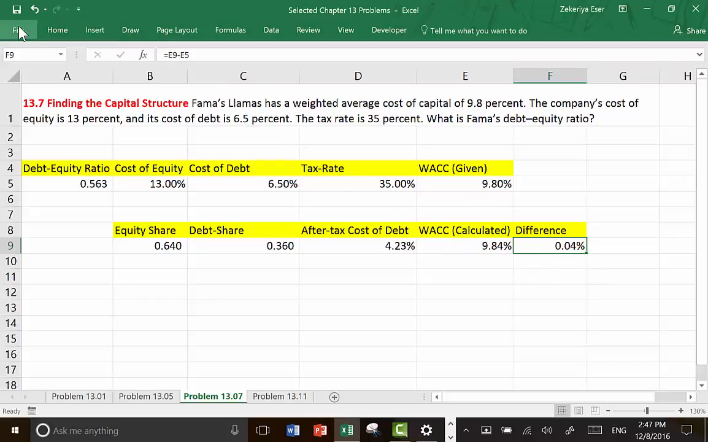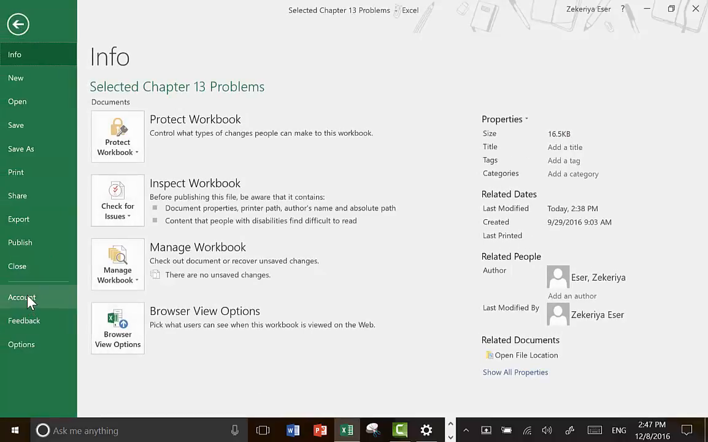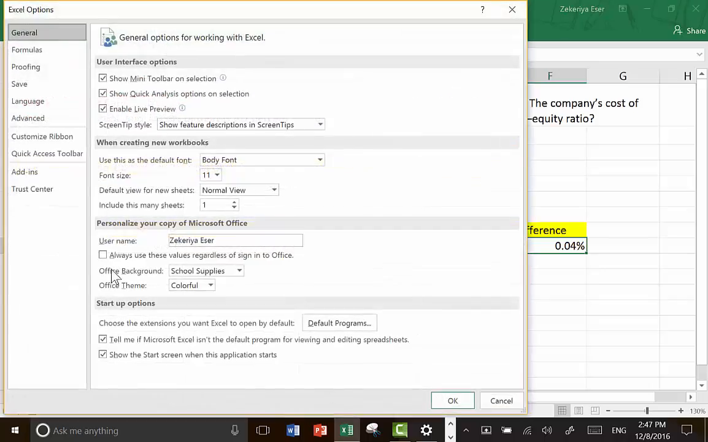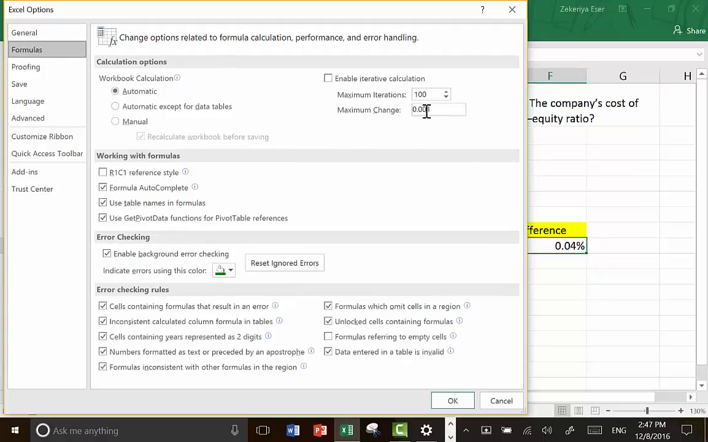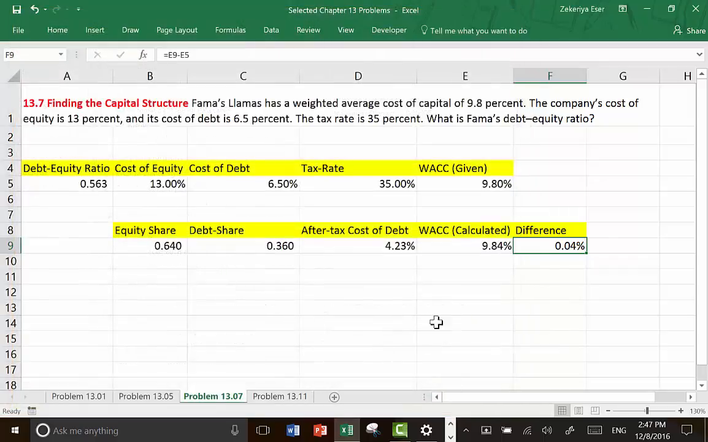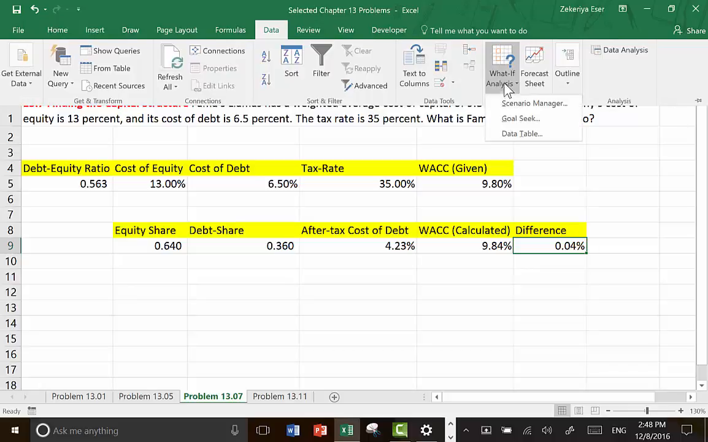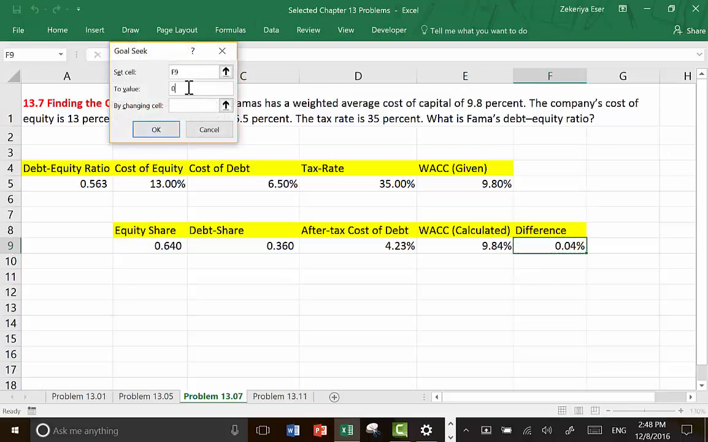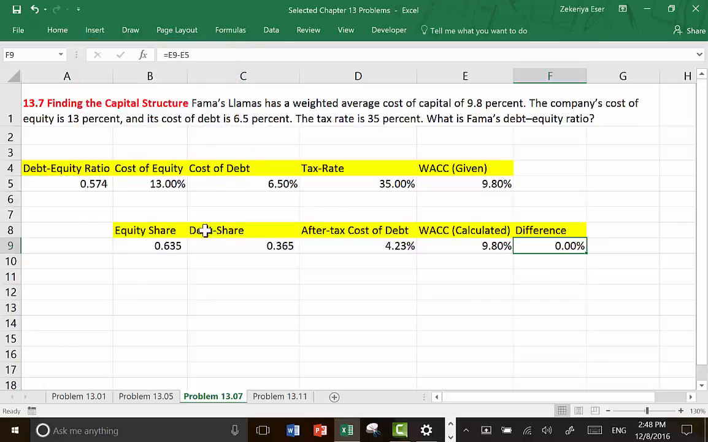And if you want to make it sharper, under the options, formulas, make the maximum change a small number, and let's do that again. Okay. So 0.574 is the debt equity ratio for this firm. Or 0.574 is the debt equity ratio that would result in a 9.8% weighted average cost of capital.